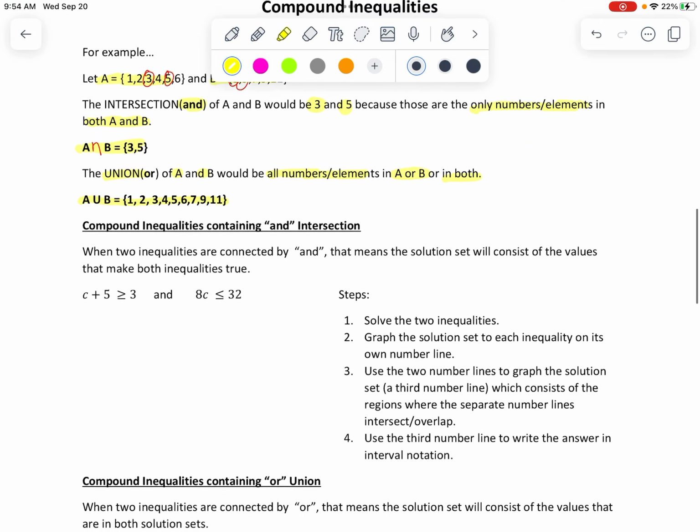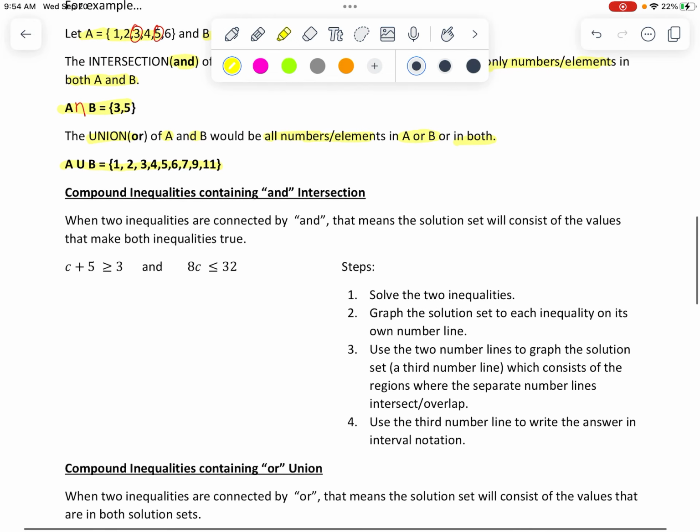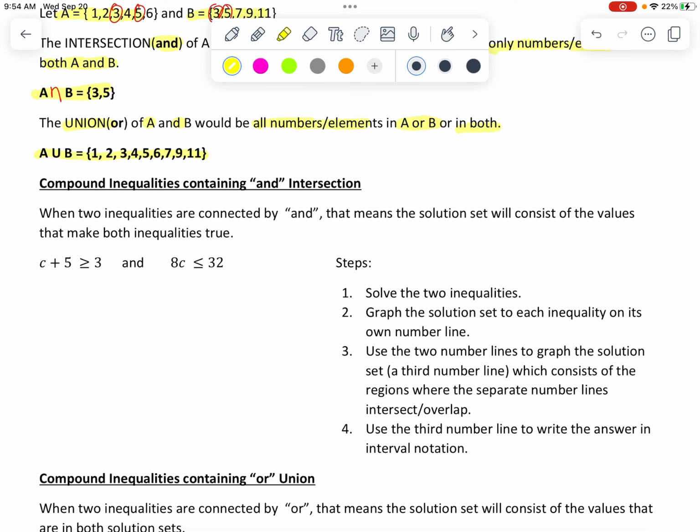So now we're going to move on to some examples of how you will see this and how it's going to look and how to apply it. So the first example that we're going to be working with, it has the word and, okay? When two inequalities are connected by and, that means a solution set will consist of the values that make both inequalities true. So keep that in mind.